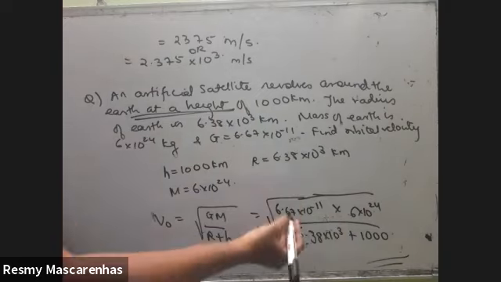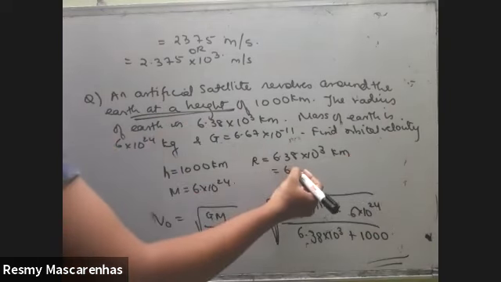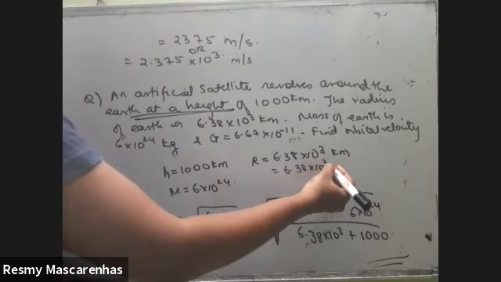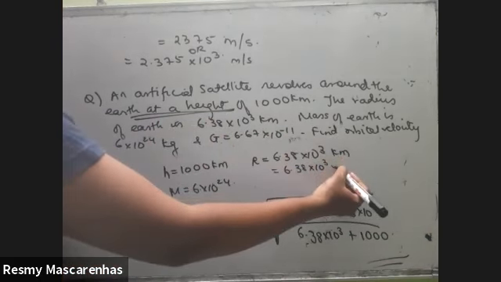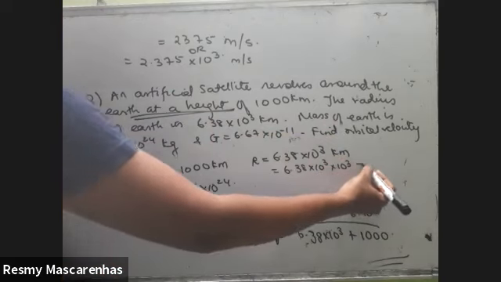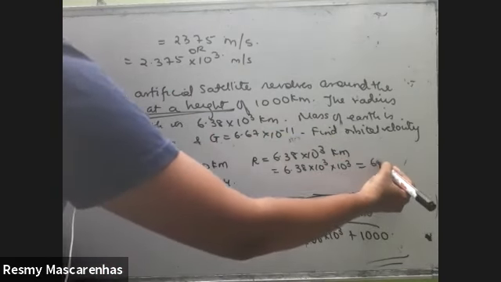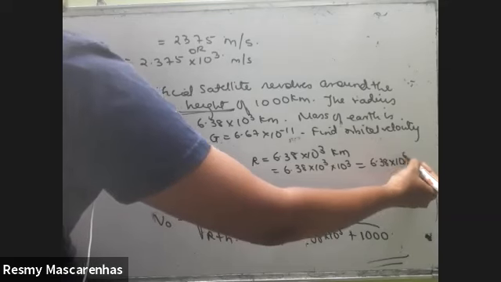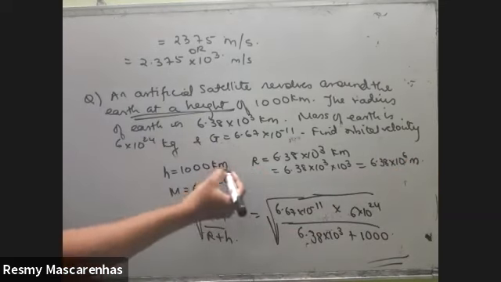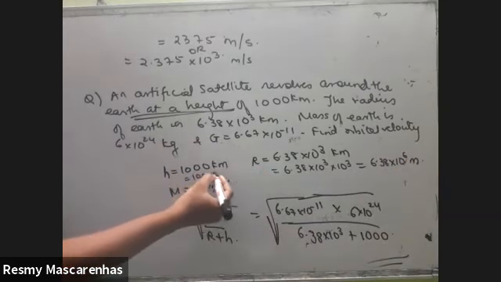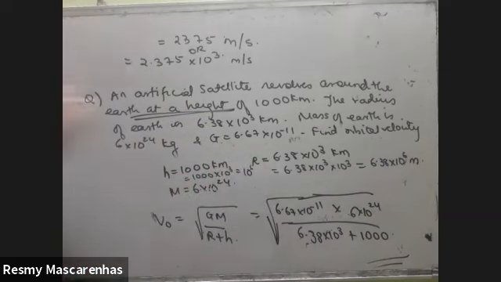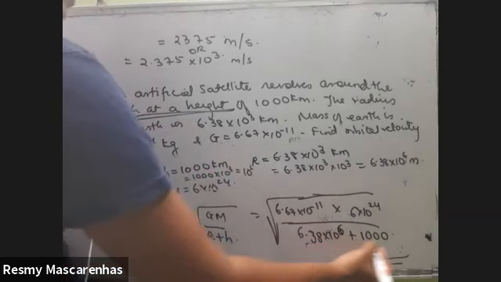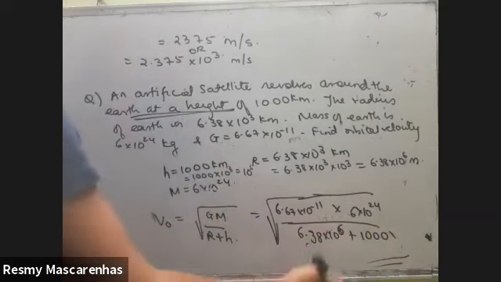If you are taking it in terms of meters, then it will be 6.68 into 10 raised to 3. Velocity will mostly be in meters per second. So if you are multiplying it by 10 raised to 3, then it will be total 10 raised to 6 meters. Same way 1000 into 10 raised to 3 will be total 10 raised to 6. We take it as 10 raised to 6 only.